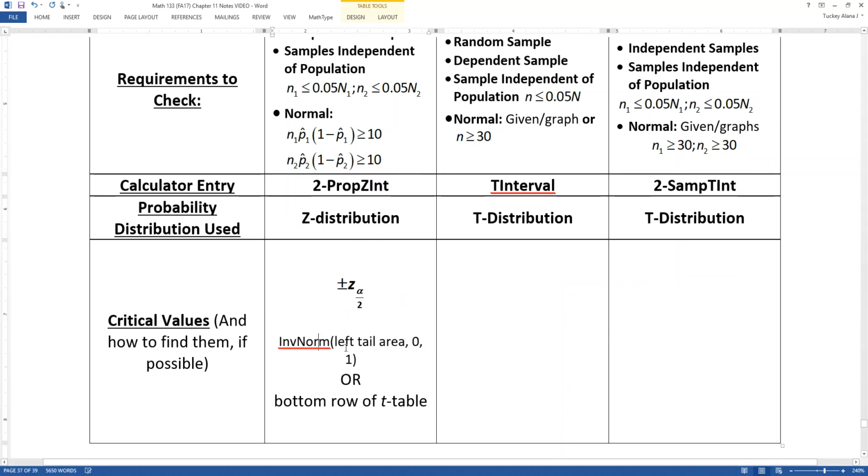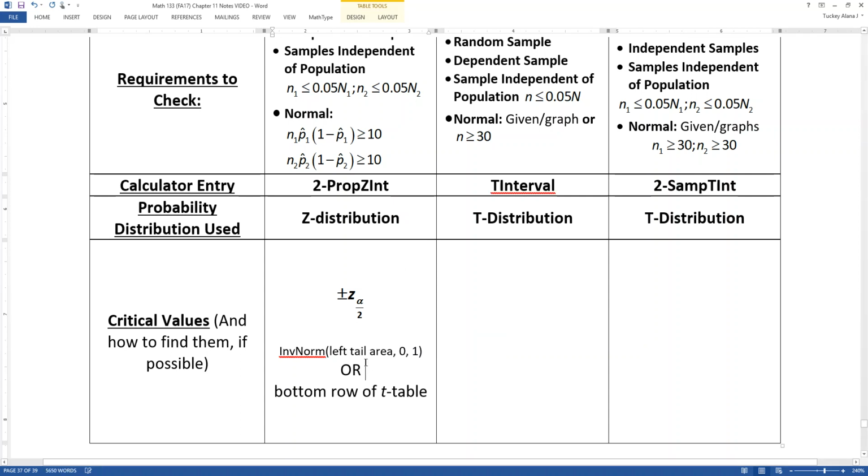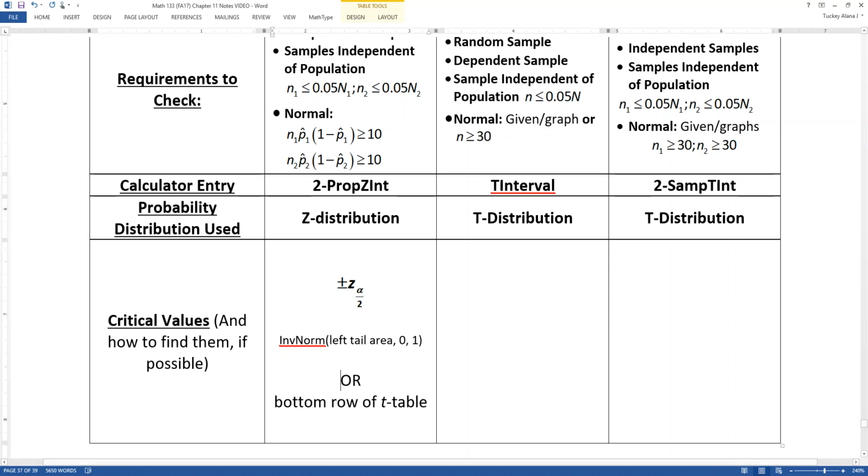So inverse norm, left tail area 0, 1, or comma 0, 1. Remember that if you have the newer edition of the calculator, you might actually be able to get away with a central area or a right tail area, but we always showed left tail area in the notes. Or you can use the bottom row of the t table.